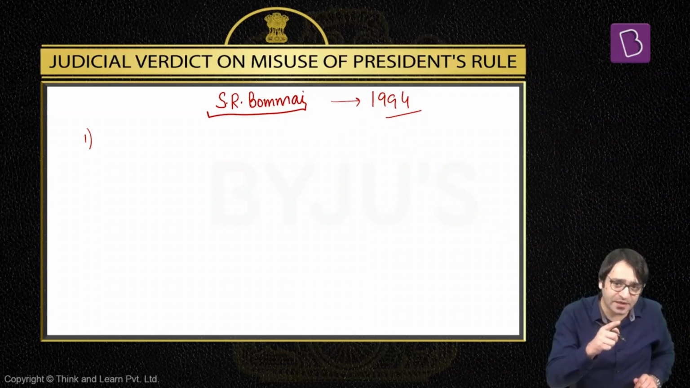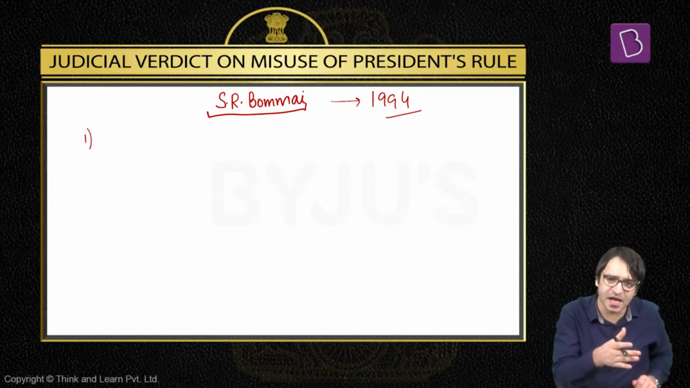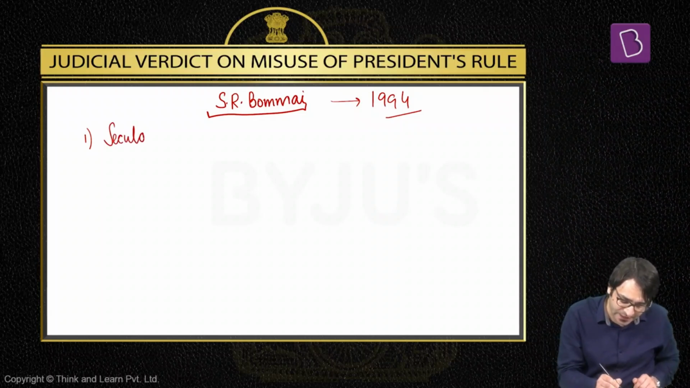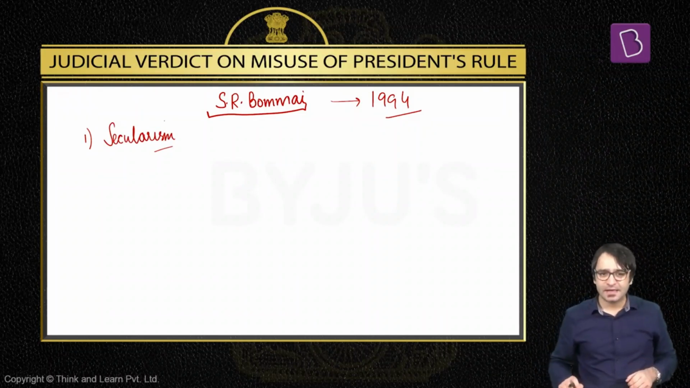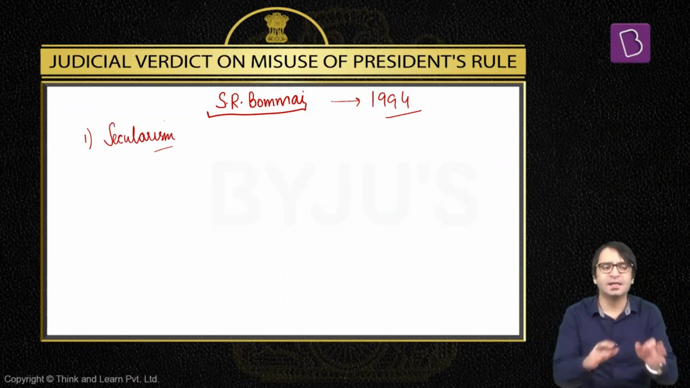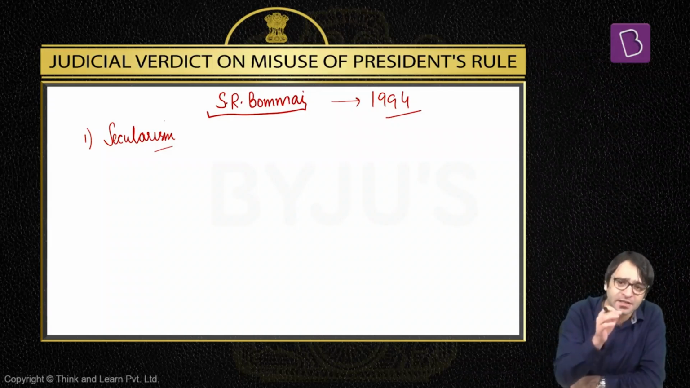Because in Madhya Pradesh, the government failed to control the Hindu-Muslim riots, which basically means that secularism was violated. Secularism is part of the basic structure of the Indian Constitution. Since secularism was violated in Madhya Pradesh, there is a breakdown of constitutional machinery. This is the fifth case of President's rule. The Madhya Pradesh government was rightly dismissed by the central government.